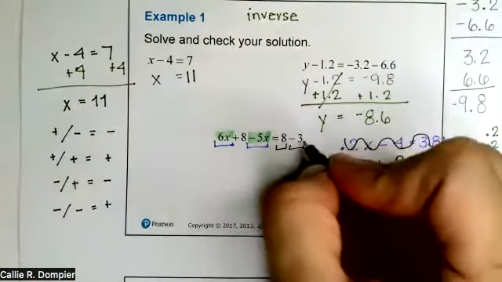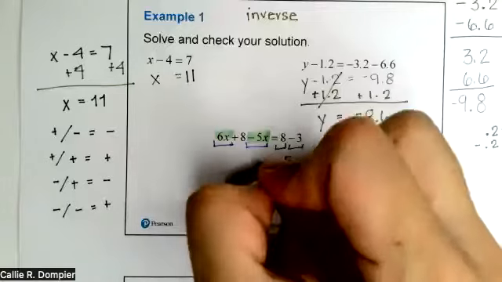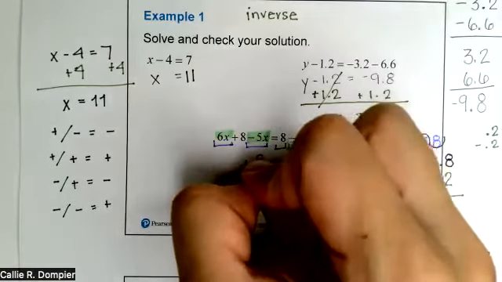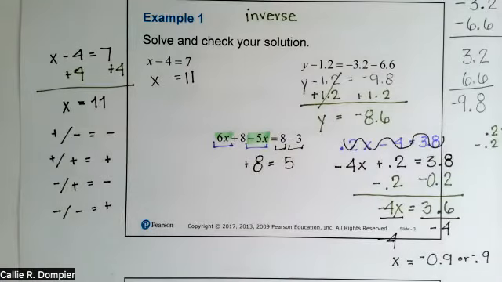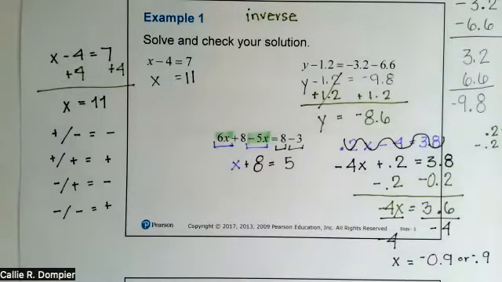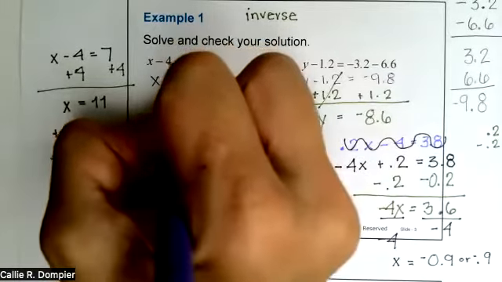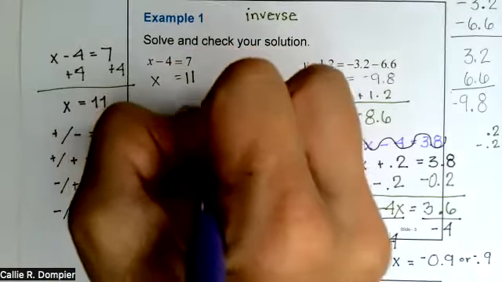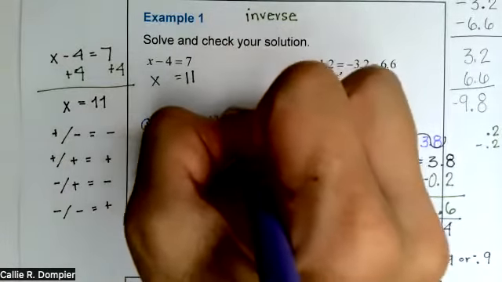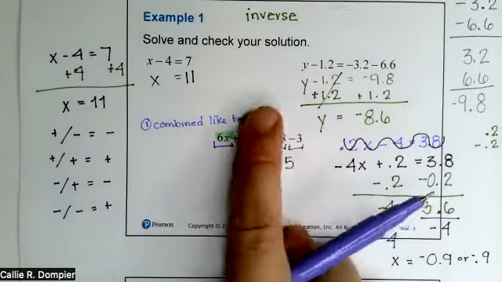8 minus 3 is 5, right? Tell me when I get this wrong. That positive 8, no x, just comes straight down. 6x minus 5x, it's just 6 minus 5. 6 minus 5 is just x. Good. So first we combined like terms, but not across the equal sign, okay? Combine like terms on each side, I should say.